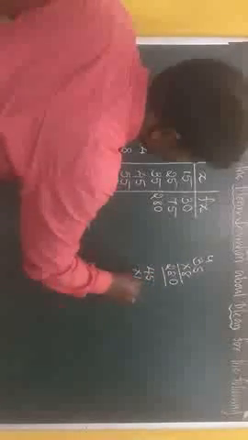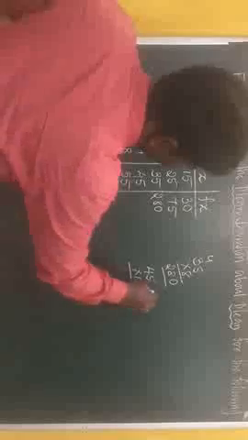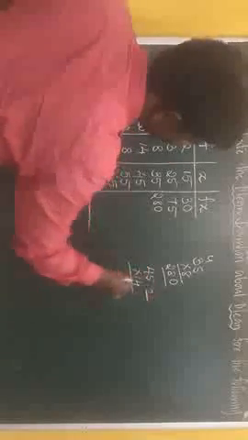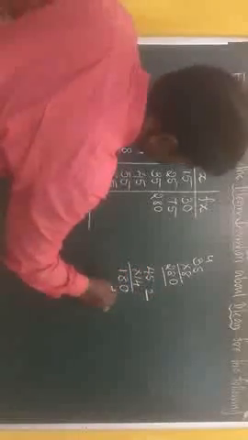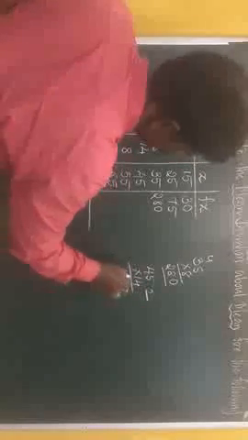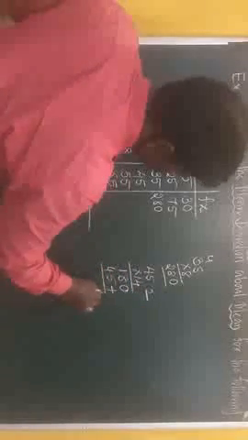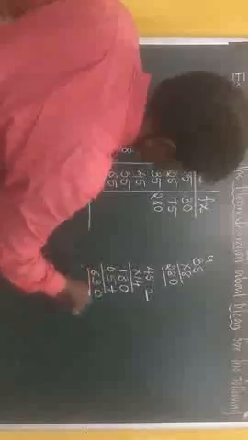14 into 45. 5 4 is 20, 4 4 16, 17, 18. Then 1 5 is 5, 1 4 is 4. So 630.